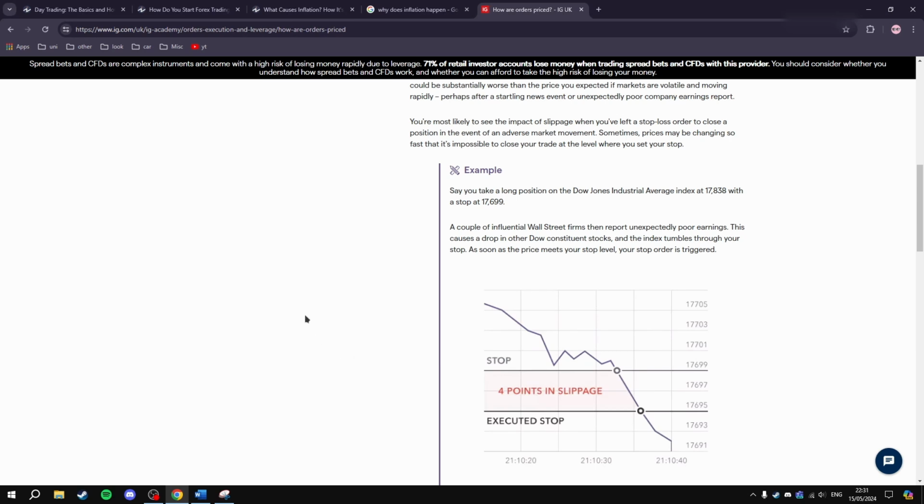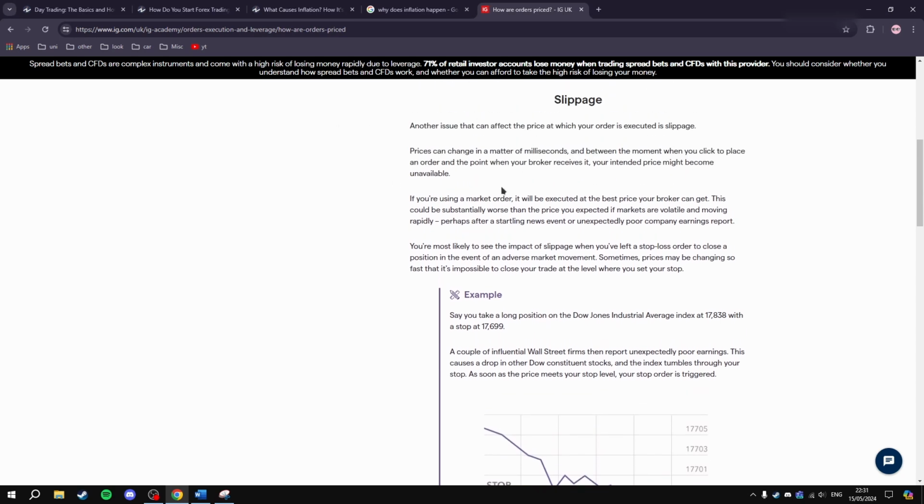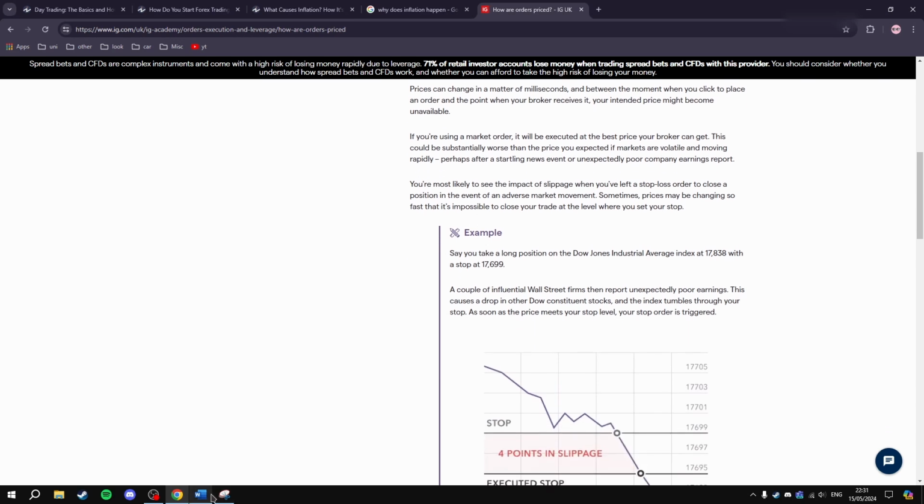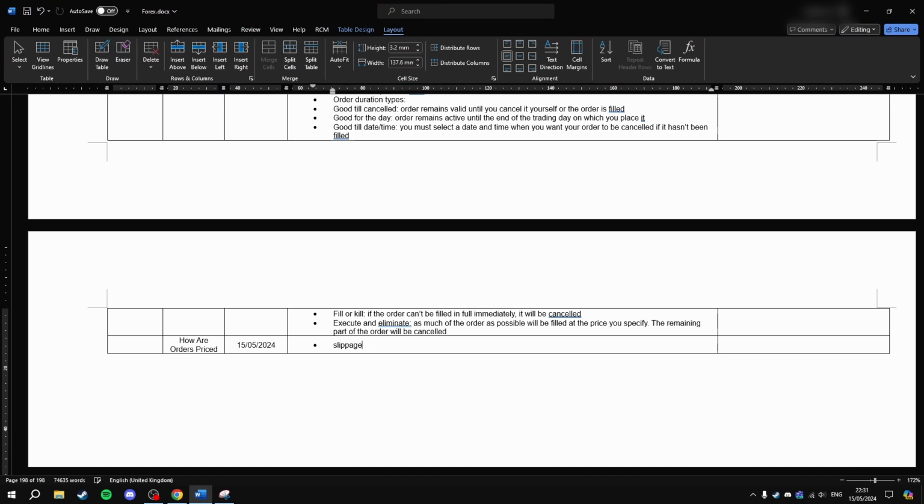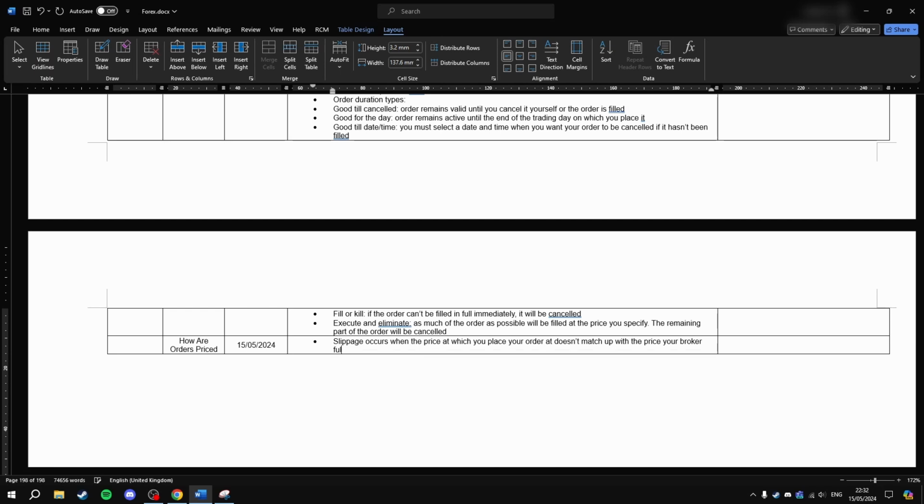Right, okay, so slippage occurs when the price at which you place your order doesn't match up with the price your broker fulfills it at.